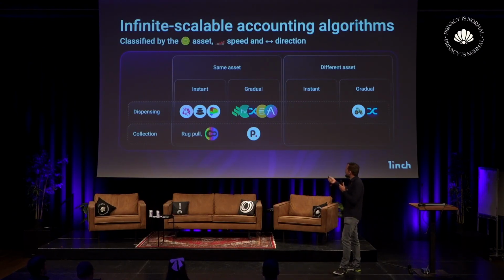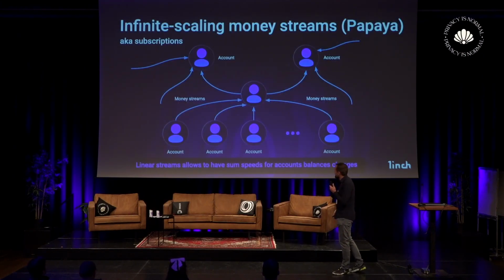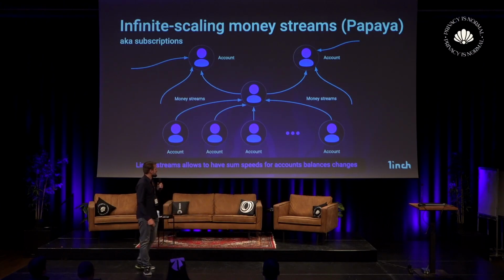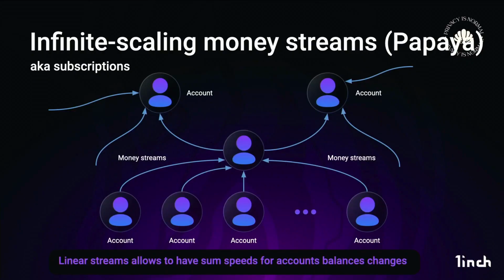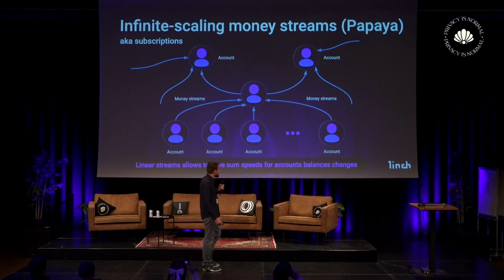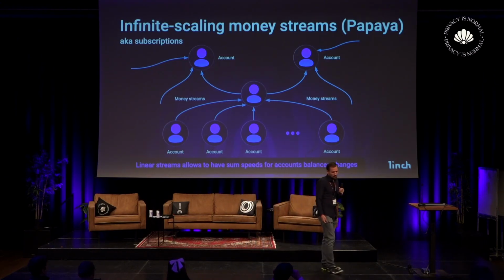One more thing here is same asset gradual collection. I have a slide about this, it's here. It's about money streams or subscriptions. The basic idea here is that people can have subscriptions, which are actually linear streams among wallets. And the most important part of the protocol is that each account here has some speed of incoming and outgoing streams. This allows you to compute your next balance without enumerating all your streams.